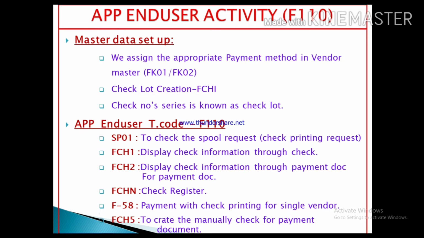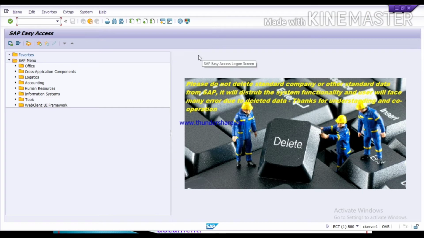Friends, in a previous video, we have completed APP configuration. Today, we will learn about APP and user activity by the T code F110. Before running APP activity, we need to change some master data in some vendor master data. So go to SAP and run the T code to change some vendor master data.